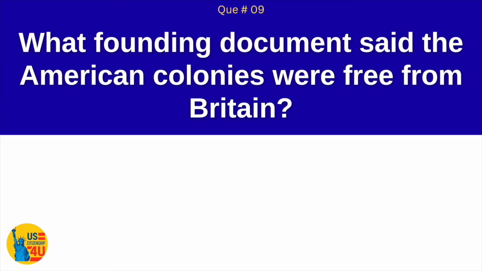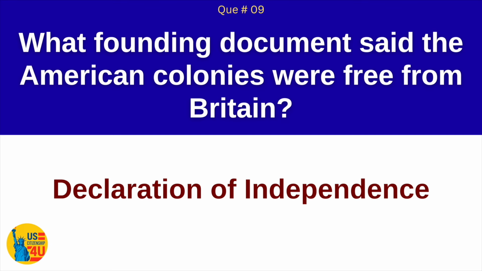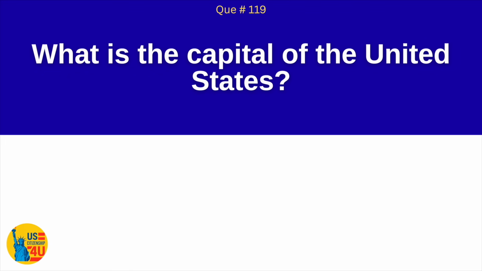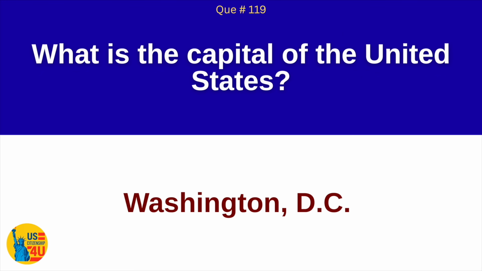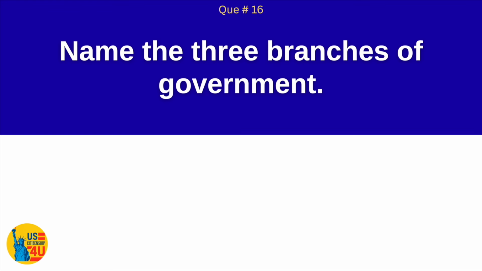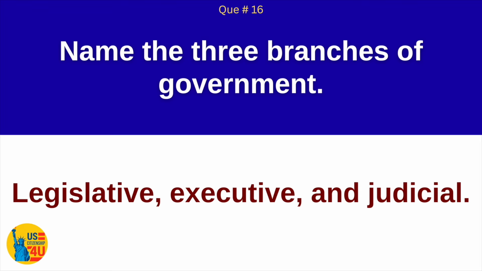What founding document said the American colonies were free from Britain? Declaration of Independence. What is the capital of the United States? Washington, D.C. Name the three branches of government. Legislative, executive, and judicial.